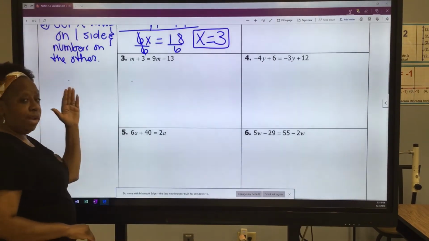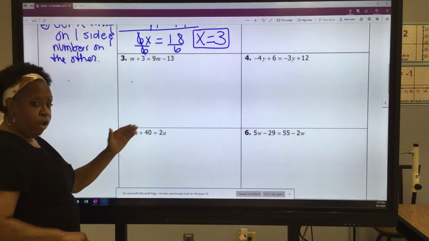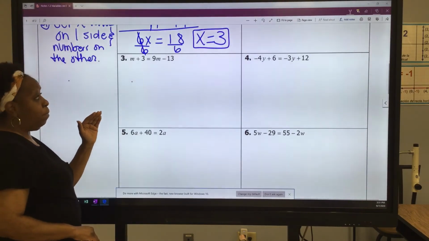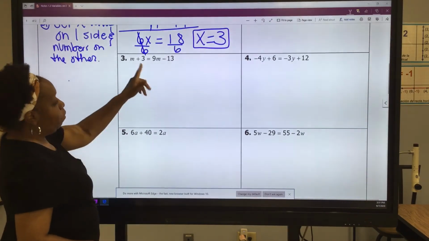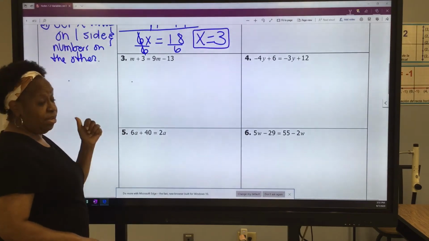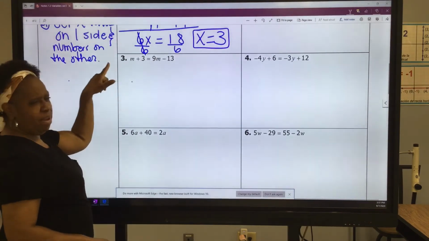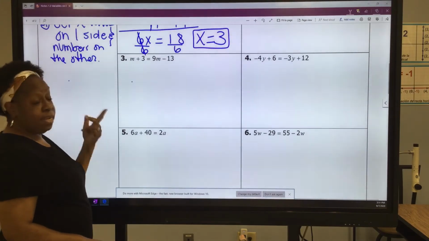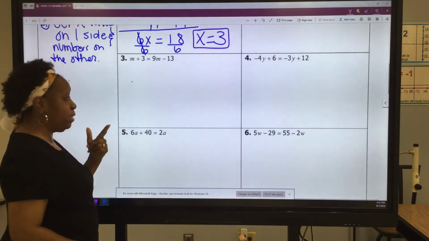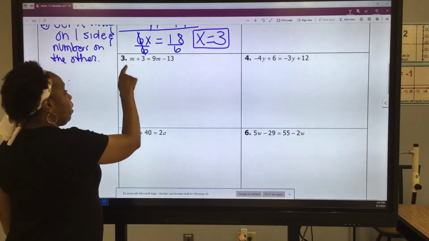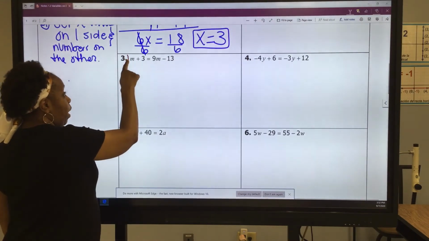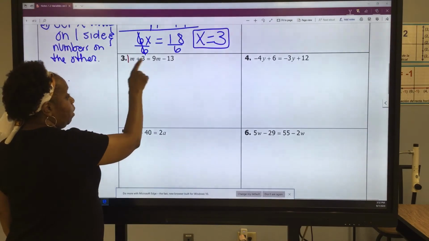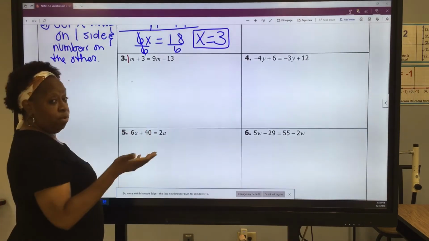Again, we want to get the letters on one side and the numbers on the other side. Now, you might say, well, Ms. Norman, you like to get your letters on the left. Yes, I do. But if I move this over, I'm going to have a negative number in front of that m. It doesn't really matter, but if you want to keep it positive, take your smaller term, and we know what's in front of this m right here, that's a 1, right? Take your smaller term to the larger term, and you'll end up with positive numbers.